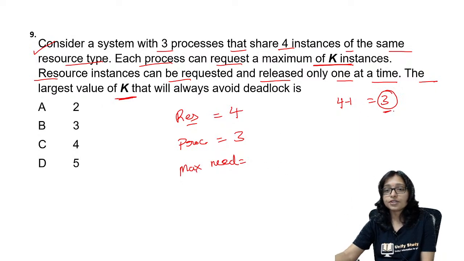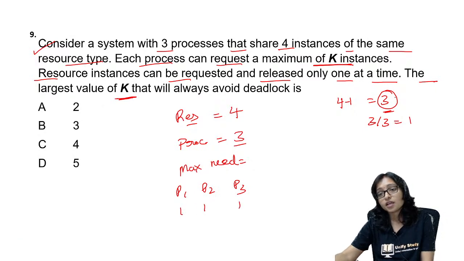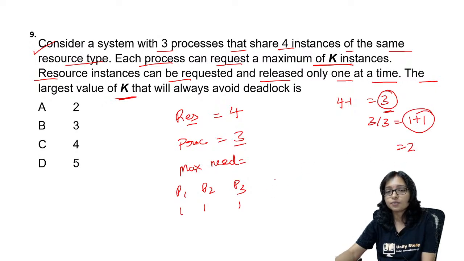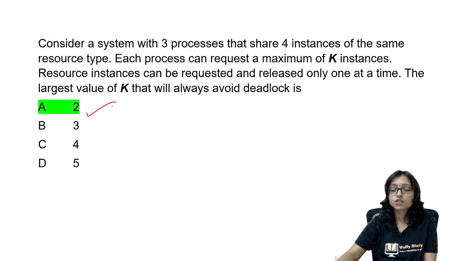Now I have 3 resources and 3 processes. So 3 by 3, I can put 1 to every one. Process 1, process 2, process 3, I will put 1 to every one. Then this extra 1 is there. So that's why it will be 2. So my answer will be 2. Right, that's why the answer is 2.